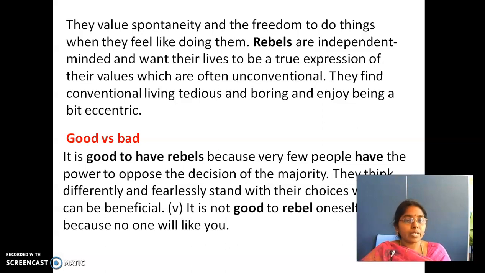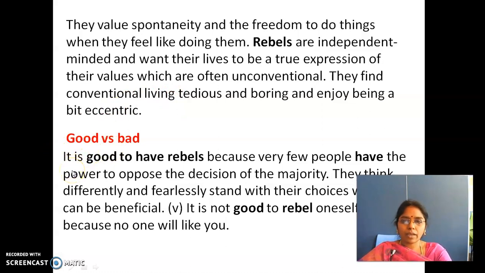So we are leading a life in which we feel very secure with the social neighborhood we are living in. We think about other people also, what they'll speak, what they'll think of us, etc. But a rebel will never bother about anything. They are independent minded. What is good versus bad about a rebel?